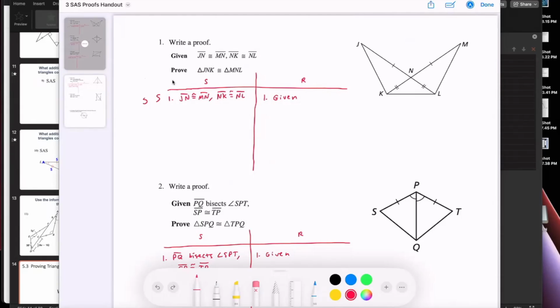Okay, so I just need the included angle in order to use side angle side. So if I look at my diagram and we want to prove triangle JK is congruent, this red triangle. Let me color code this. So JK is here, is congruent to ML. So ML is this blue triangle here.